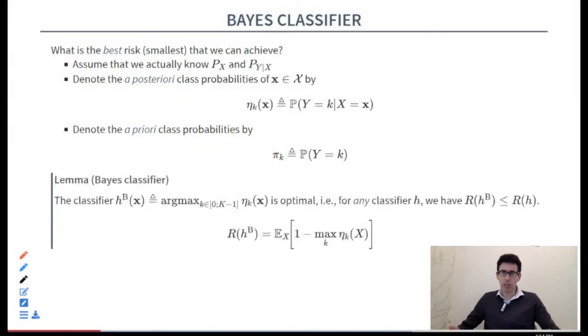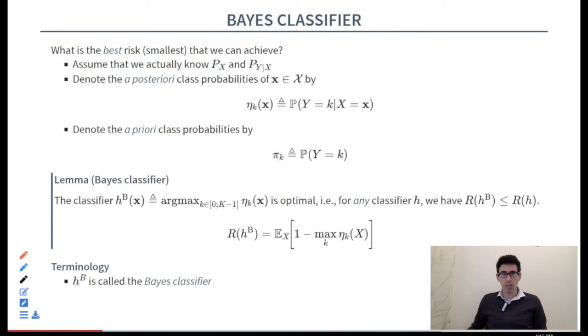Now the main lemma that we're going to establish together is the following. It's going to tell us that if you design a classifier h_B such that h_B of x returns a label k that is the maximizer of the a posteriori probability p(y given x), meaning that it takes the form argmax over all the labels k of eta k of x, then that classifier turns out to be optimal in the sense that for any other classifier h, the true risk of h would exceed the true risk of that classifier, which I call h_B. And h_B, in terms of terminology, is called the Bayes classifier.